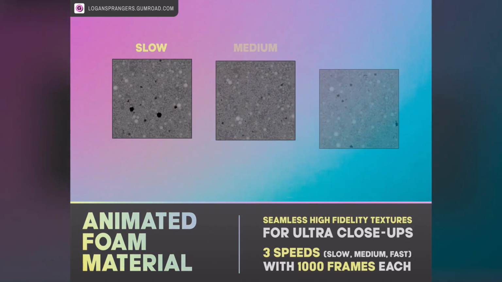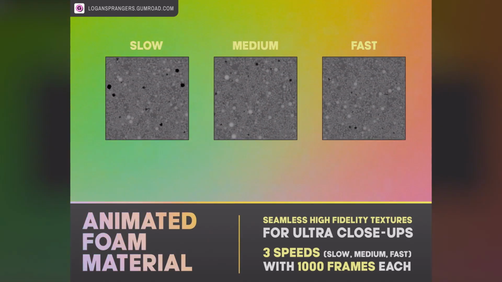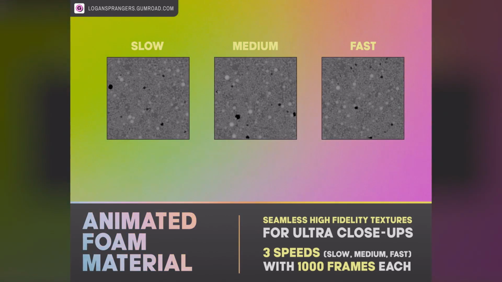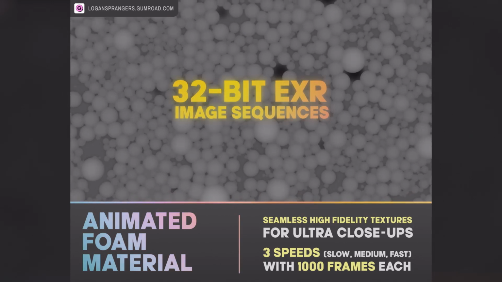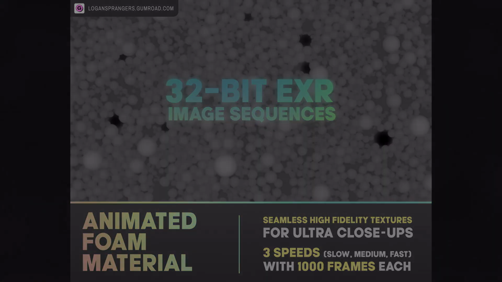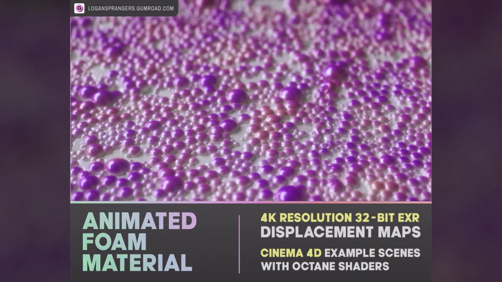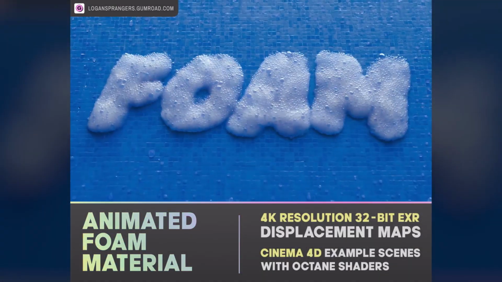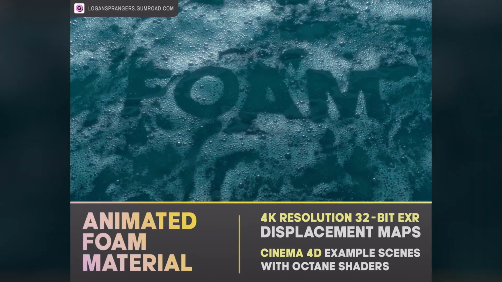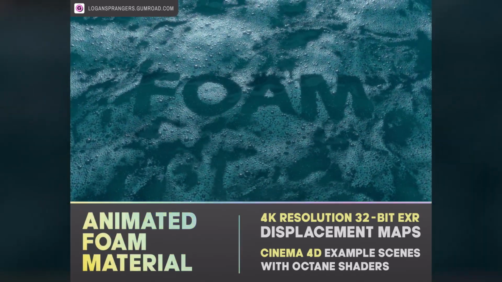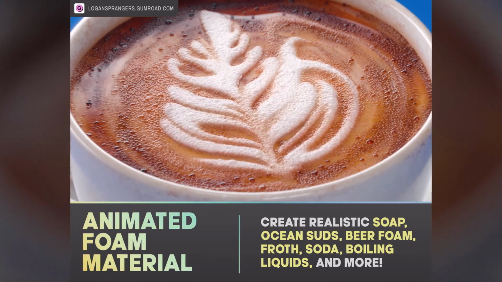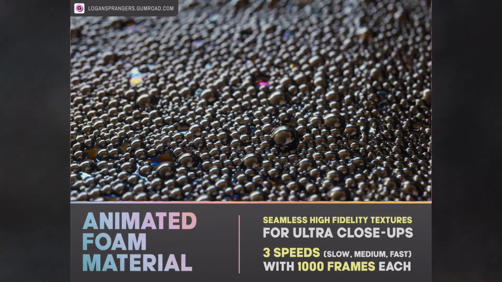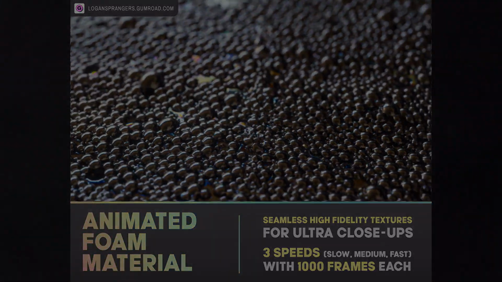They come in 3 different speeds depending on what material you're building, and each image sequence has 1,000 frames, so no matter which speed you choose, you'll have 1,000 frames to work with. All 3 image sequences come in 32-bit EXR, so you'll be able to get great results for those ultra close-up shots. All the examples you're seeing on screen were built using Cinema 4D and Octane Render, but if you're not a Cinema 4D or Octane user, you can still fully utilize these texture maps in your application of choice for both stills and animation, as long as your application supports image sequences.